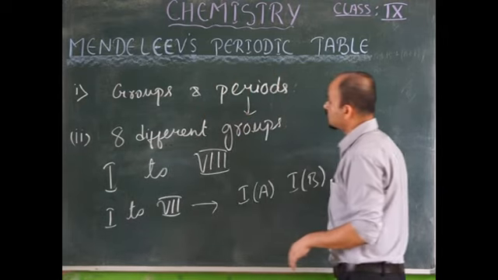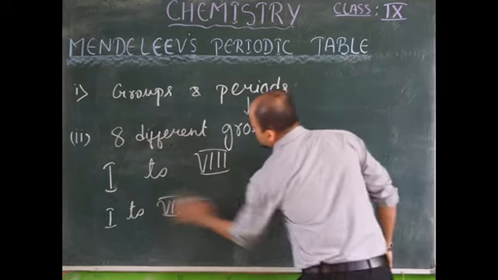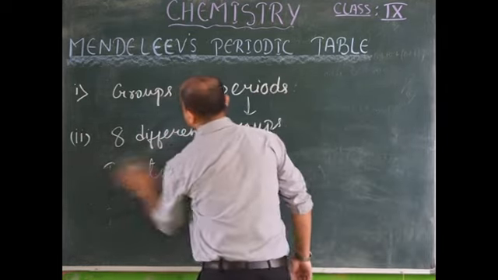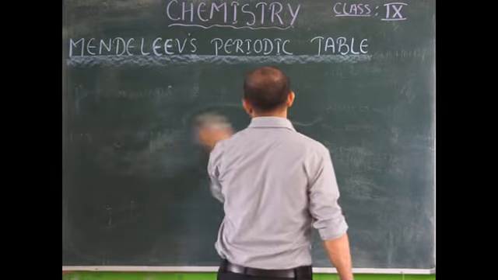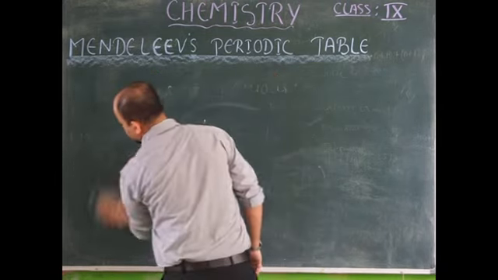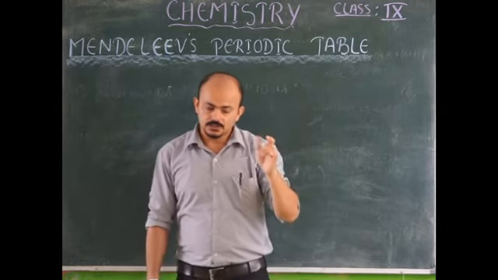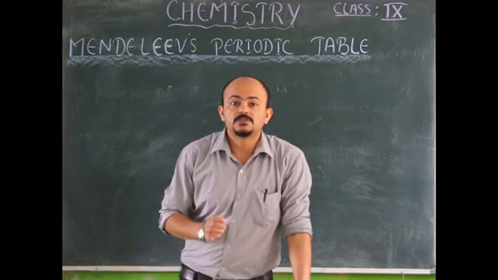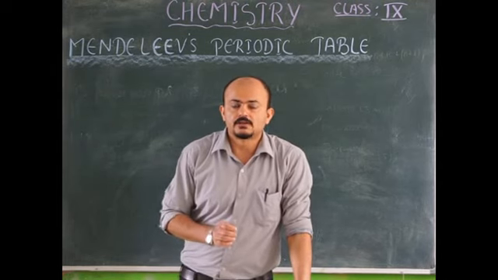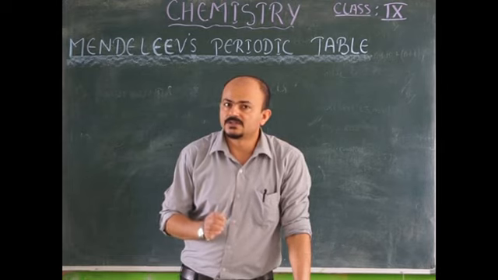So now let's discuss the second feature of Mendeleev's periodic table. The elements which are lying in the same subgroup will have similar properties. Not only the properties, their valency will also be the same. You have to remember this.